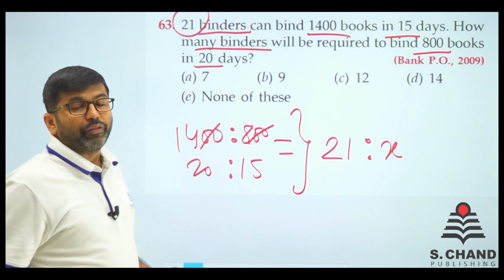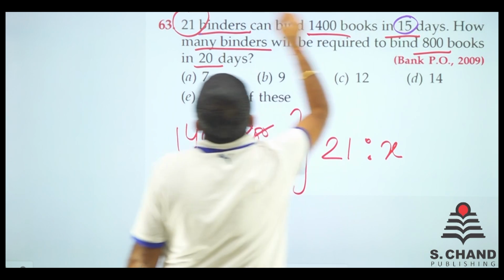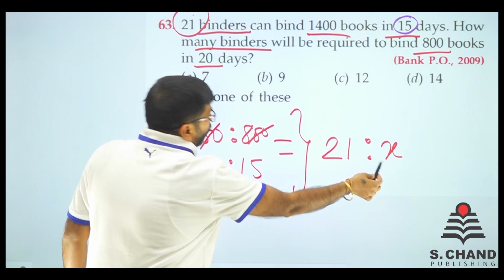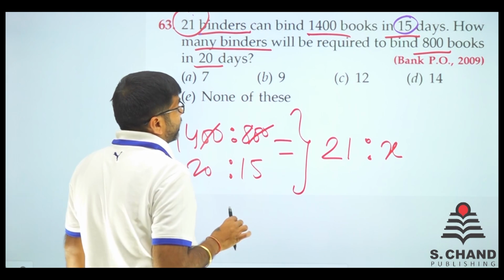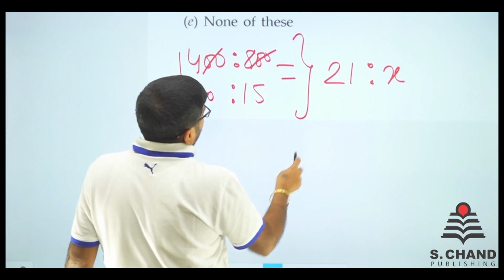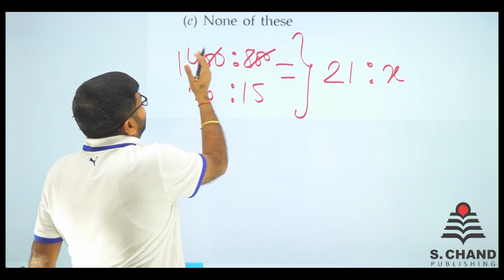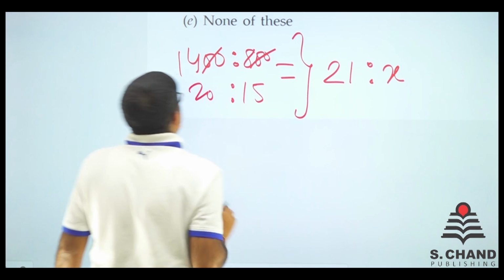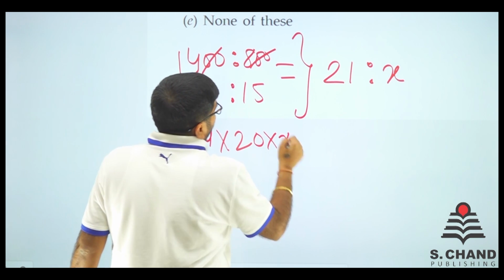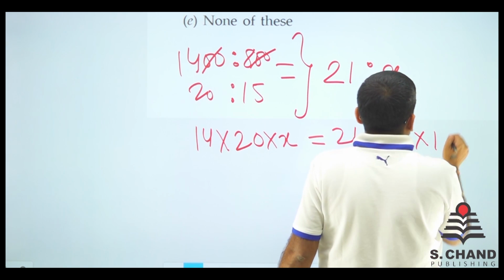If you can feel that, see, 15 is written with 21. So I write on the other hand, 21 is on the left side, 15 is on the right side. Why? Because they are inversely proportionate. Now just do one thing. What we need to calculate is just from the left hand side, the leftmost and the rightmost to be multiplied. So 14 into 20 into x is equal to 21 into 8 into 15.